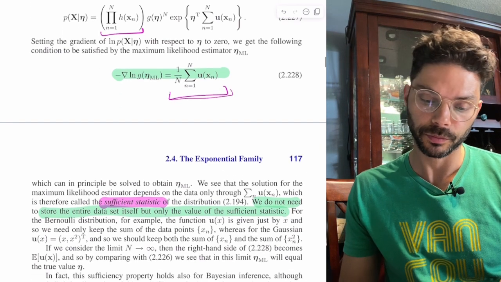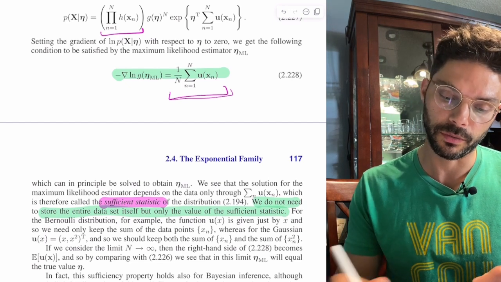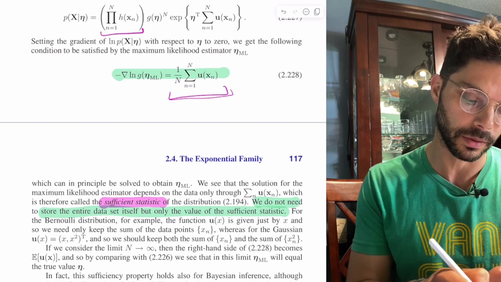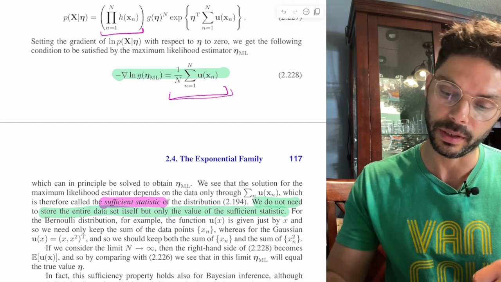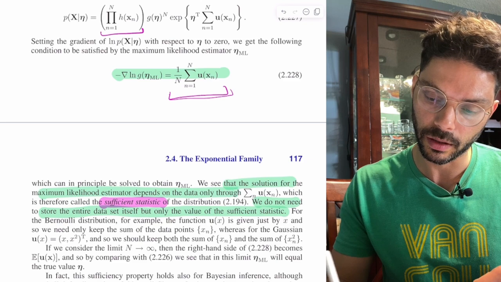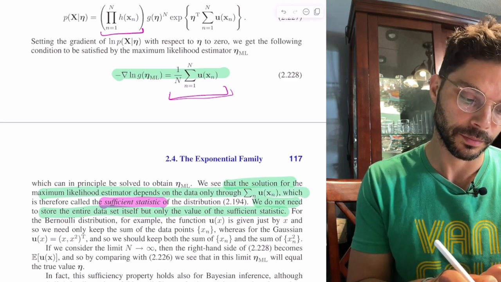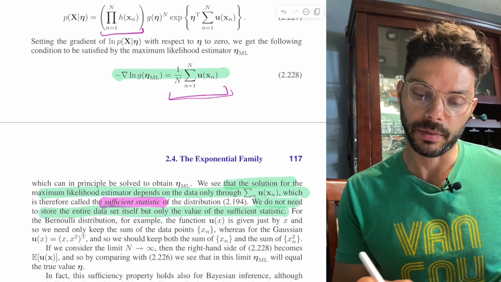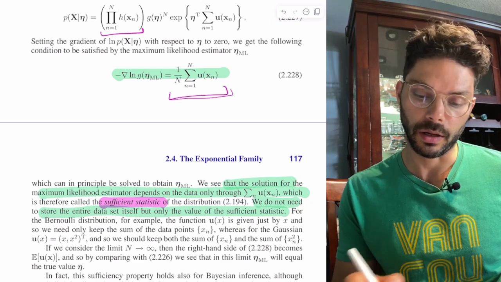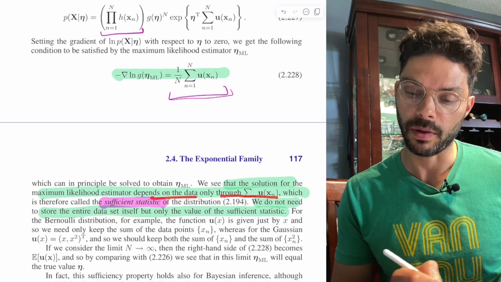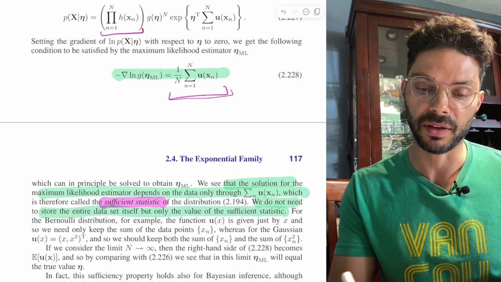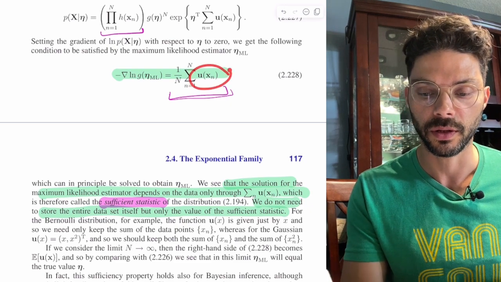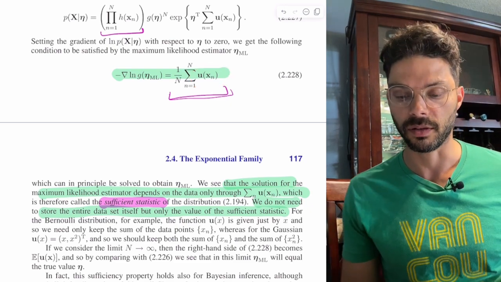Okay, we see the solution for the maximum likelihood estimator depends on the data only through... this is a really important property. We therefore call it sufficient statistics. So we see the solution for the maximum likelihood estimator depends on the data only through the sum over n of u of xn. So your data is not showing up necessarily by itself. It's showing up through this u function. It's the average of these sufficient statistics, which can be really cool.